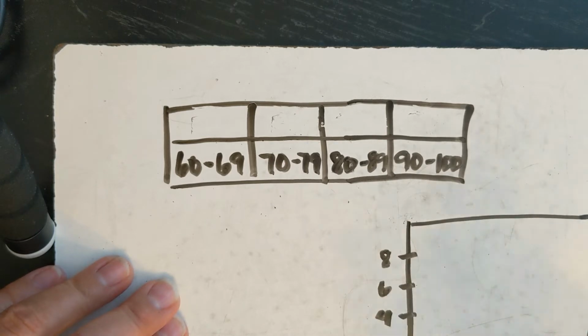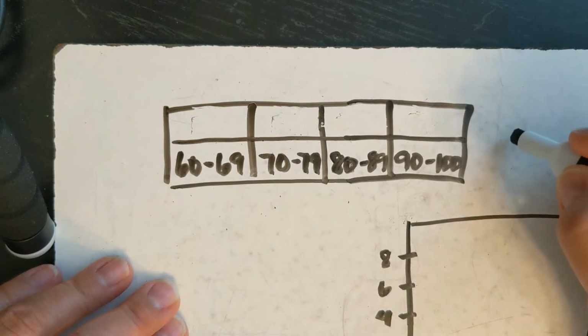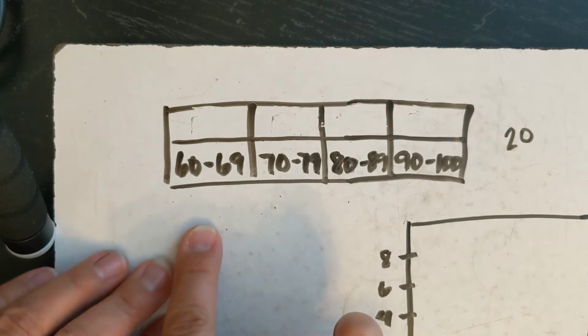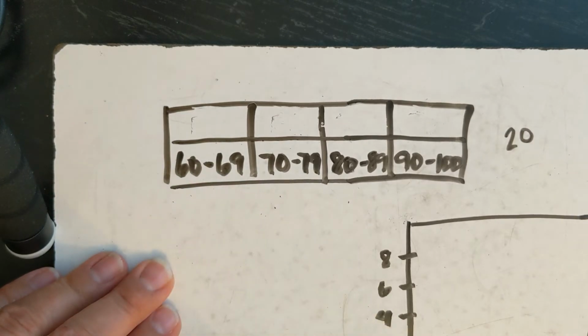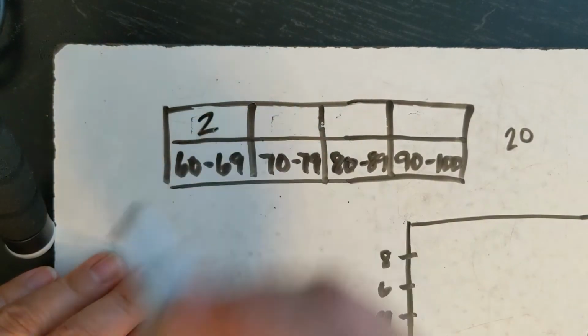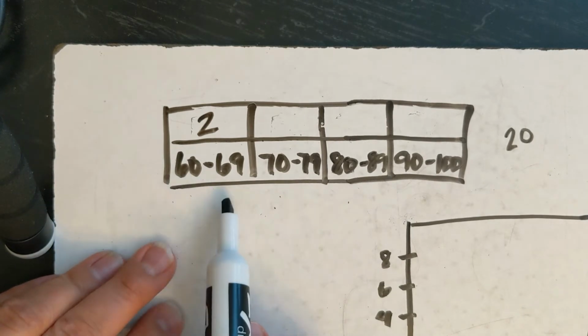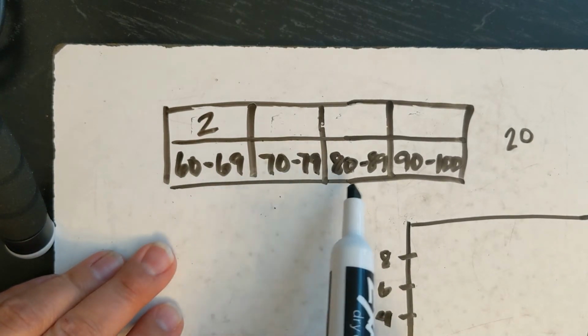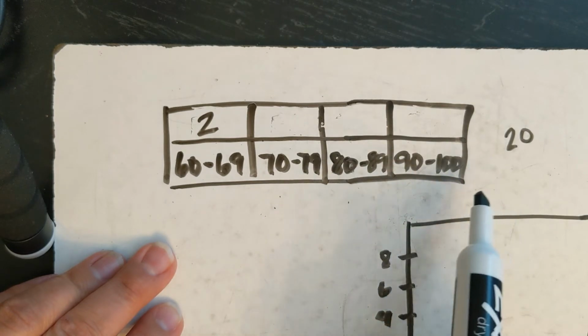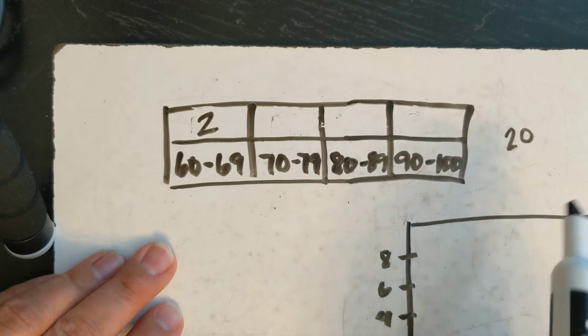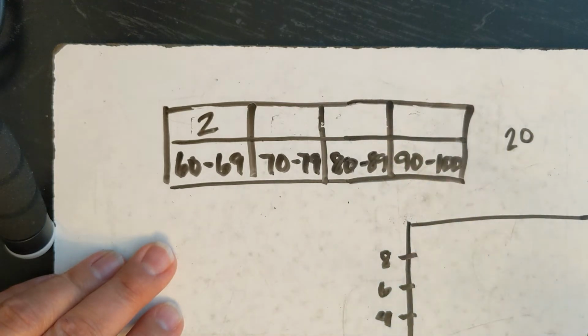So I went through, and I know that all together there are 20 pieces of data, so I just want to make sure that I represent all of those. So when I look at my list, 60 through 69, I have two scores that were in the 60s. And notice I picked 60 to 69, 70 to 79, 80 to 89, 90 to 100. I picked that because the question said 90% and greater, so I just figured that could be my last section.